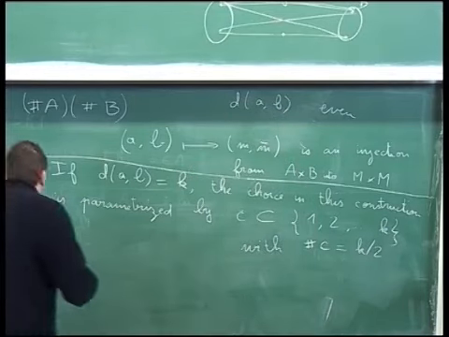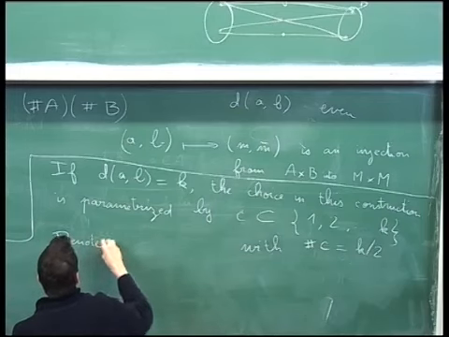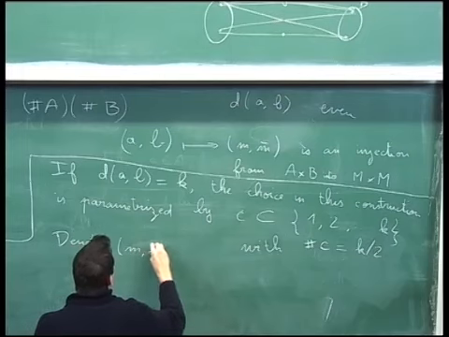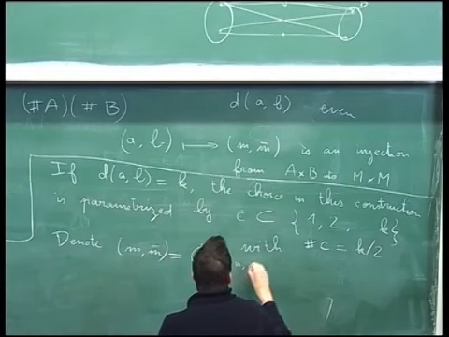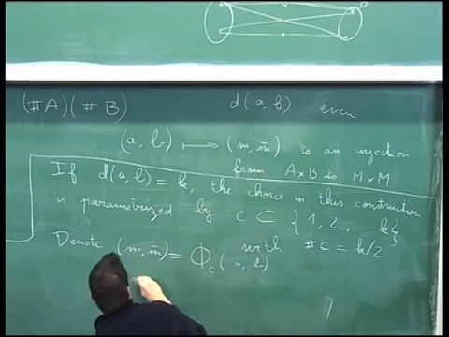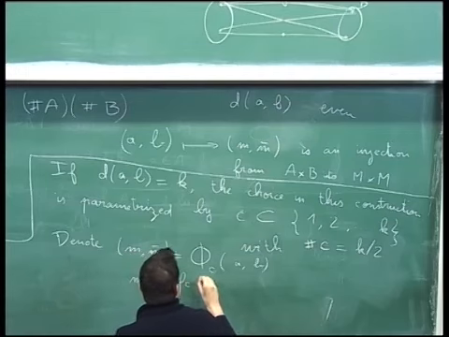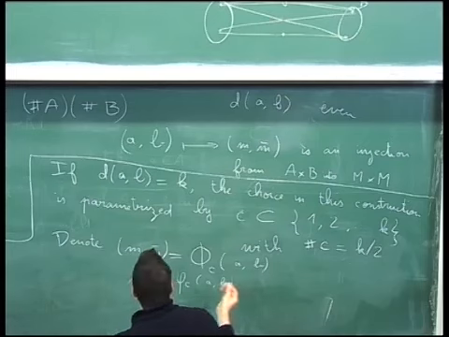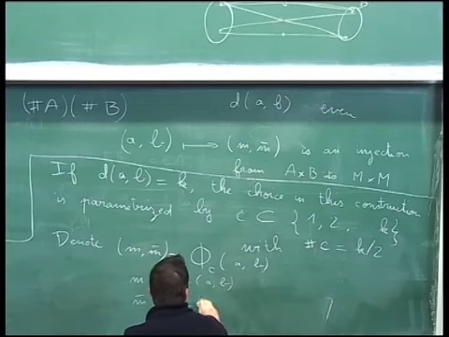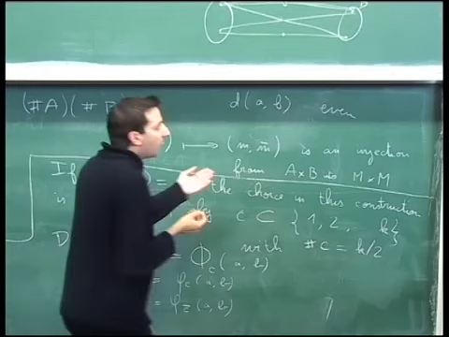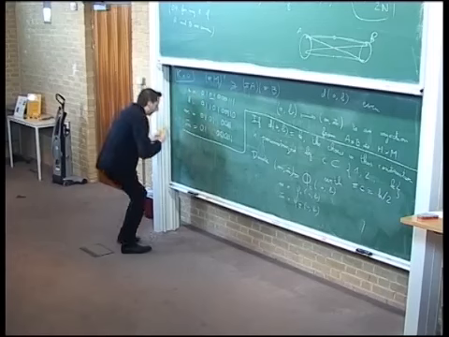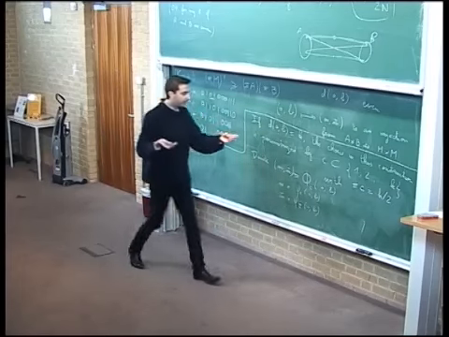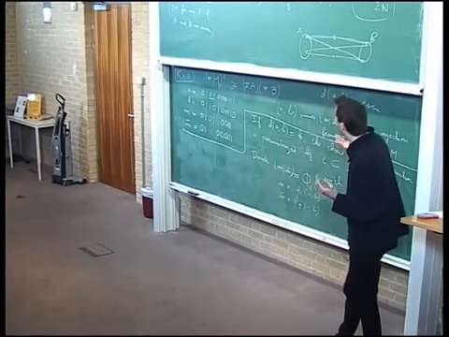So I denote M bar equal phi sub C of A and B, and M equal small phi sub C of AB, and M bar is equal to small phi sub C bar of A and B, where C bar is the complement of C. Now, hopefully, each of these choices of C yields a new pair of midpoints.